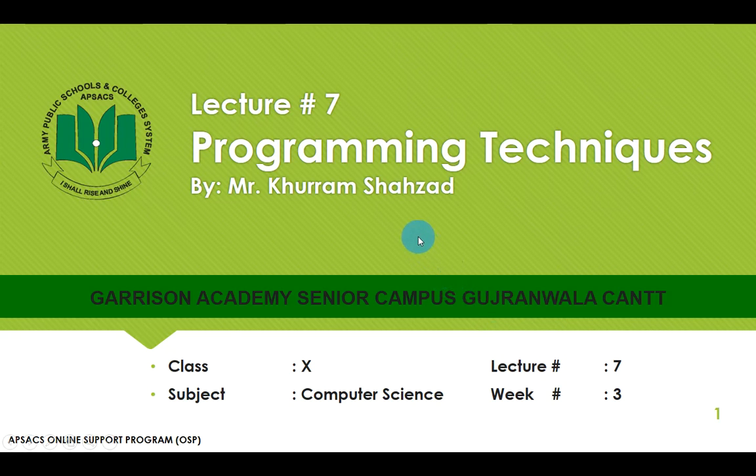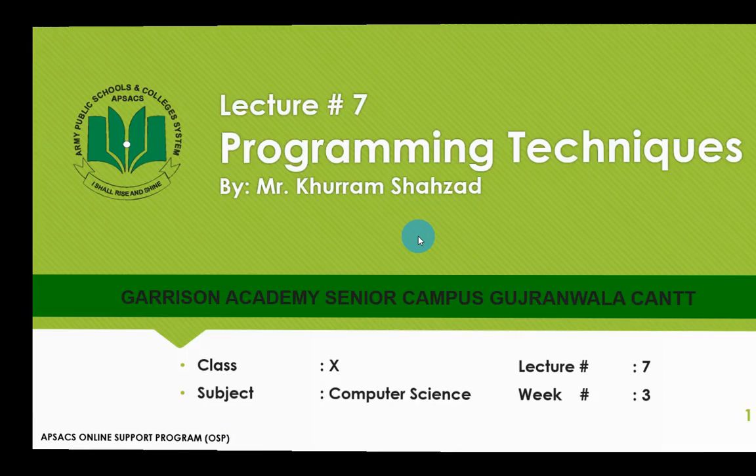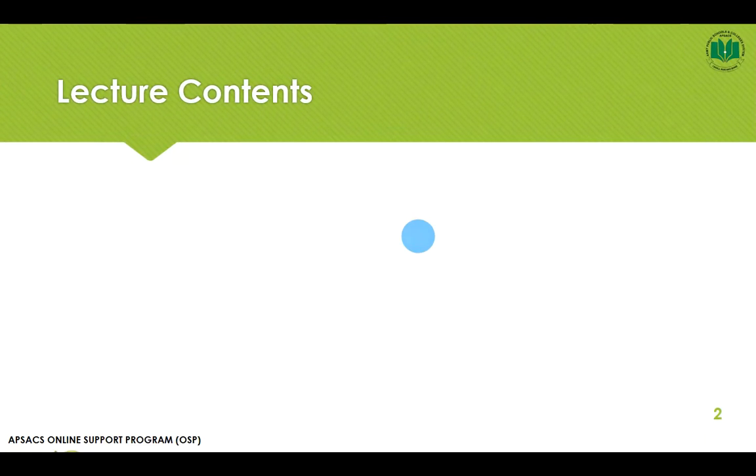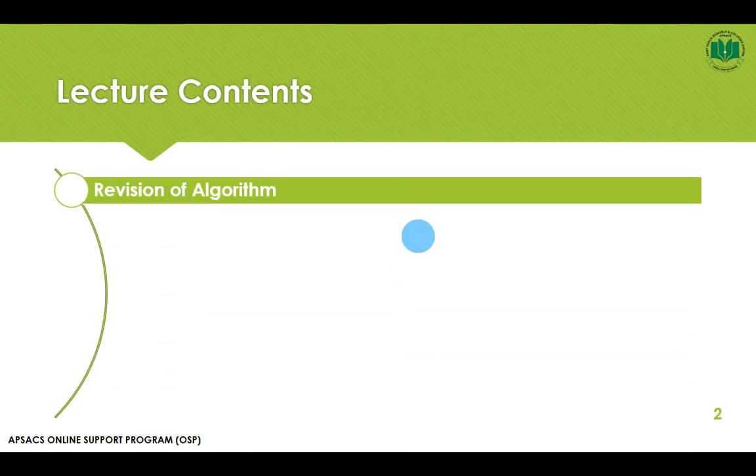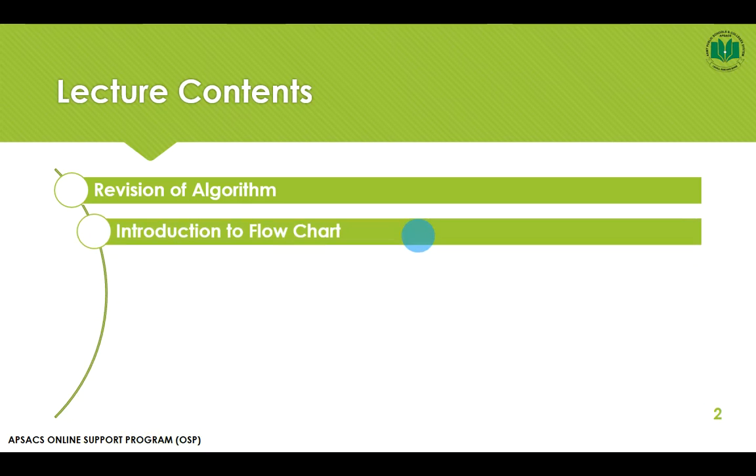We are talking about the chapter first, and this is our almost last topic of this chapter. In this lecture, we will revise the concept of algorithm, what the algorithm was and how to create an algorithm, what is the role of the algorithm, why we create an algorithm. Then we will introduce the new topic, which is flowchart. What is the flowchart, how we use it, why we use it, we will discuss in detail.